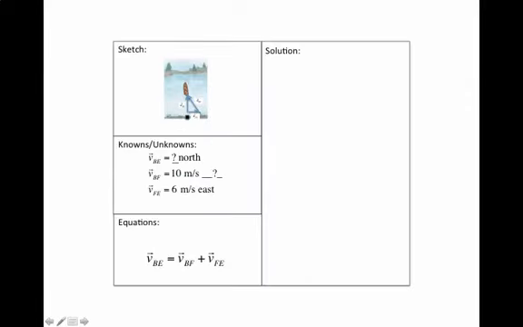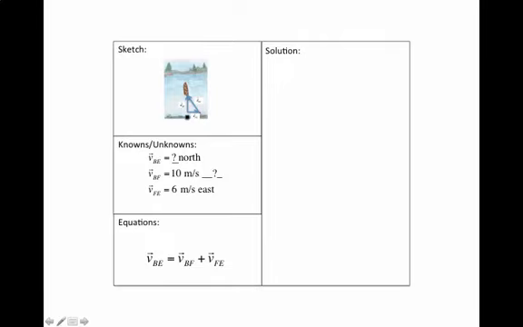So let's see if we wanted to solve this problem. I did my sketch up here, and then I wrote my knowns and unknowns. I know the boat measured from the Earth, we don't know how fast it's going to go, but we know the direction needs to be north. If we measure the boat from the float, the boat is going to move at 10 meters per second, but we don't know the exact direction. We know that it has to move up and to the left, but we don't know the exact angle. And then we know that the floating device with respect to the Earth is moving at 6 meters per second east. So my equation is going to be what we have right here.